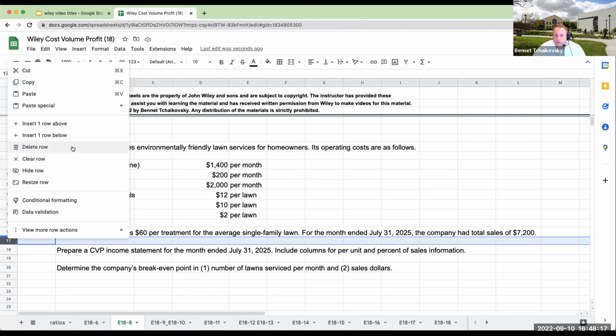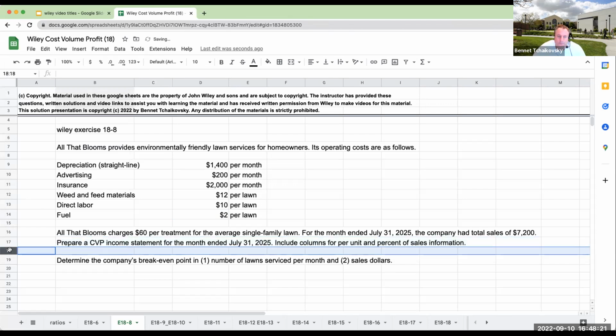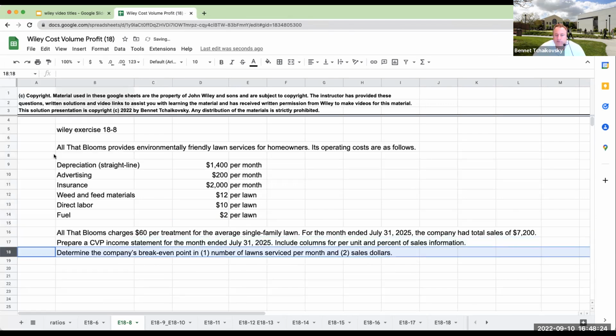Prepare a cost volume profit statement for the month ended July 31st, 2025. Be sure to include rows for per unit and percentage of sales information, and then determine the company's break-even point in the number of lawns serviced per month, and then in terms of sales dollars.